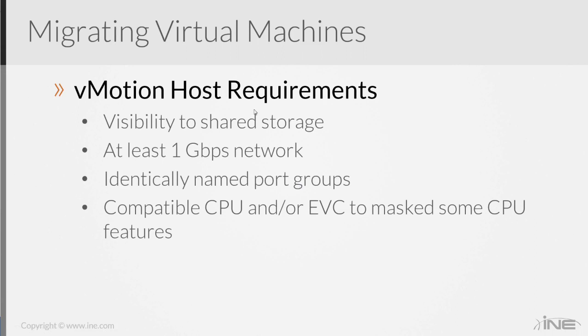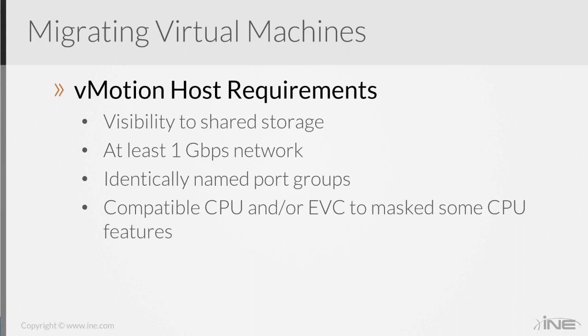As I mentioned previously, for the vMotion operation to be successful, we'll need to ensure a number of prerequisites are met. In this case, we would want to ensure that the prerequisites are met between the source and the destination host. Firstly, we would want to ensure that the source and the destination host both have visibility to the same shared storage. For example, they should have visibility to the same Fibre Channel, Fibre Channel over Ethernet, iSCSI, or NFS datastore.